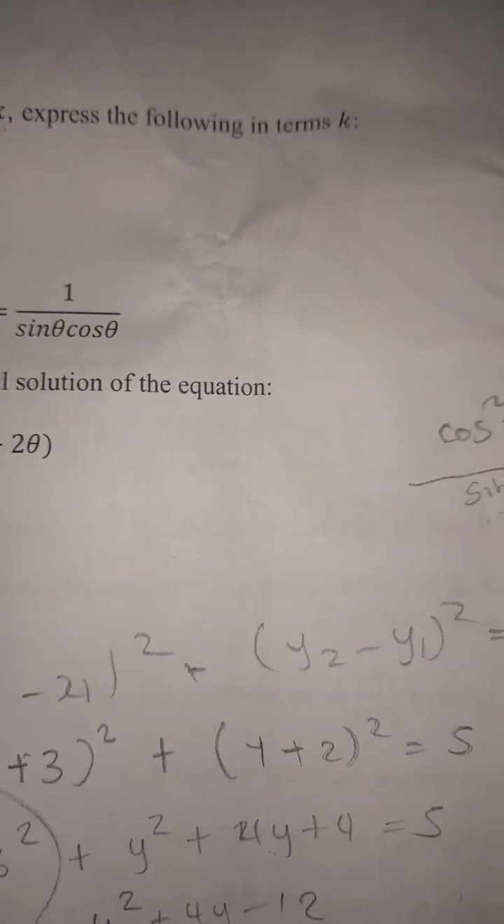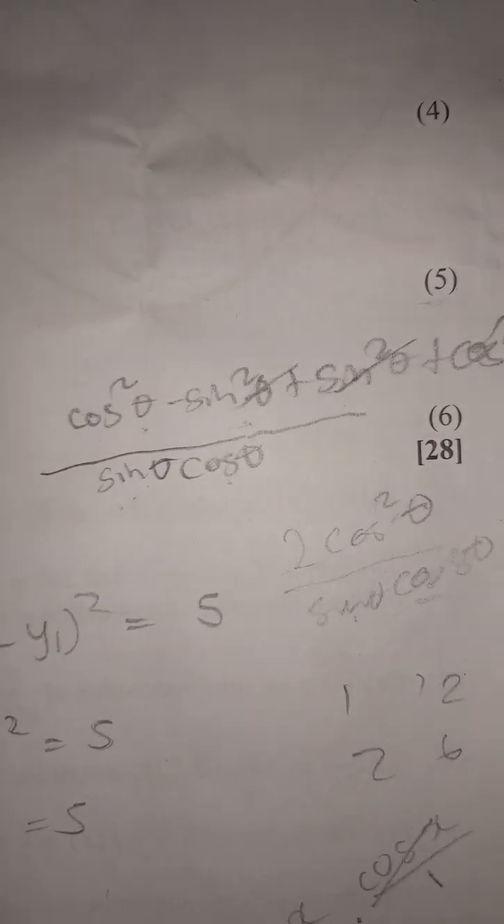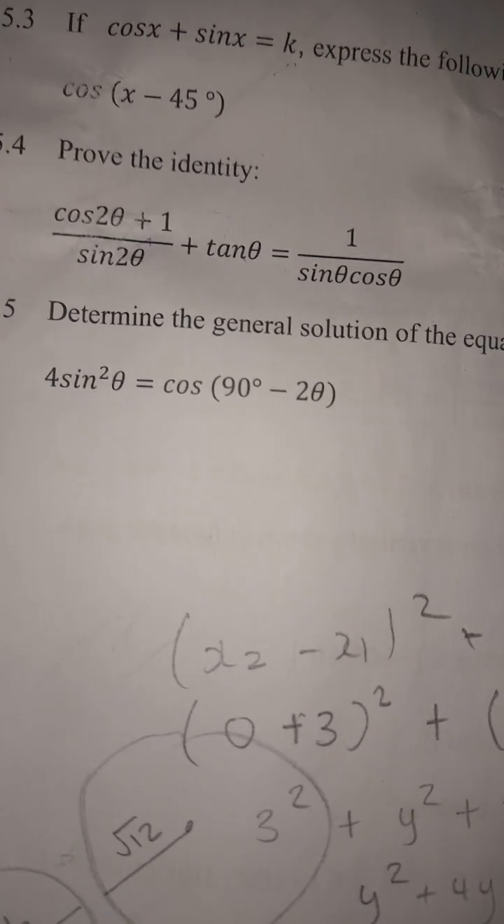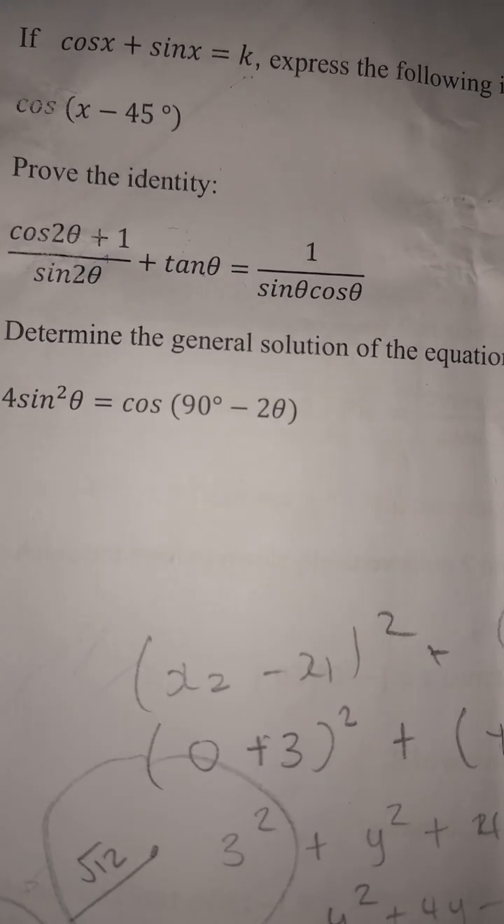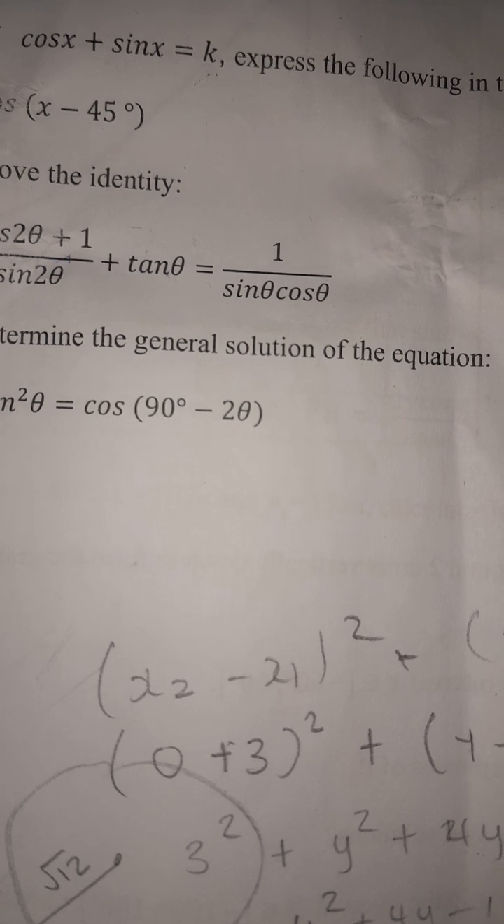Determine the general solution of the equation. How many marks was that? That was 6 marks, guys. Okay, so we are given 4 sine squared theta equals cos(90 minus 2 theta).